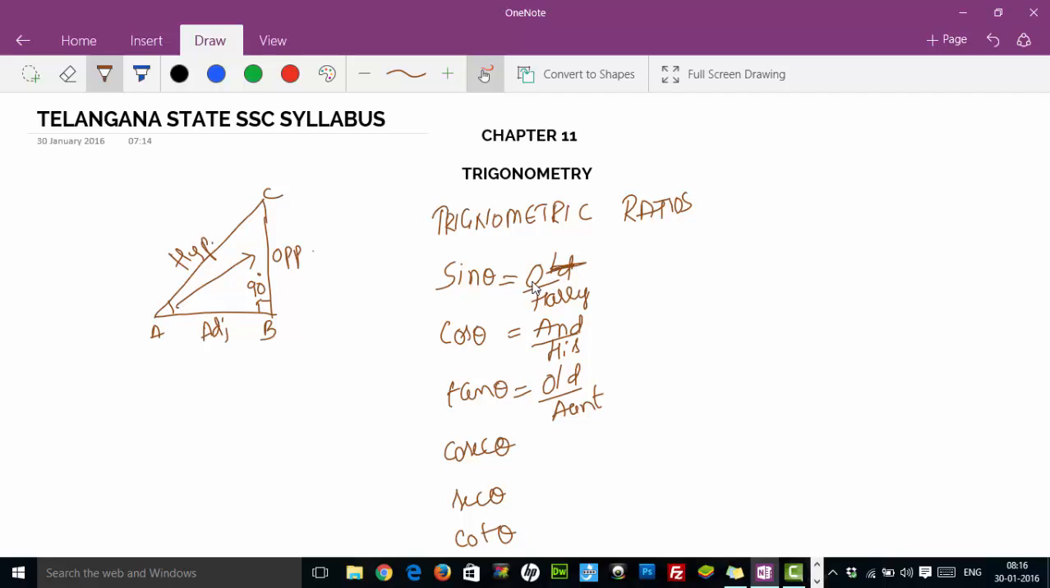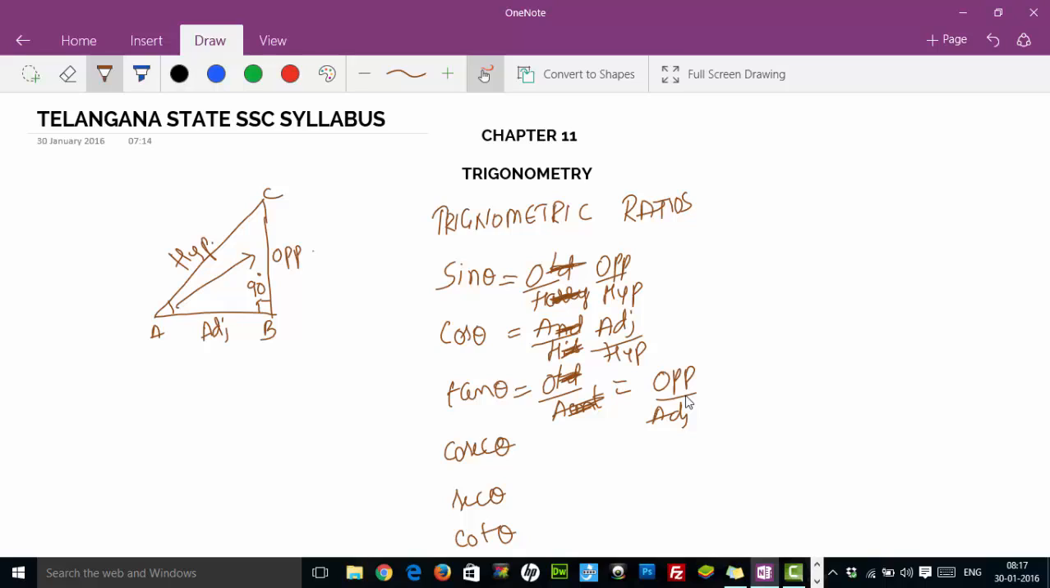Actually, see here, the first letter here is O, the first letter here is H, the first letter here is A, and the first letter here is H again. So here what is remaining? O means the opposite side and H means hypotenuse. A is the adjacent side for me, H is the hypotenuse. O is again the opposite side for me, A is the adjacent side for me. So by taking the help of Old Harry and his old aunt, I find it very easy to understand what is sine theta, what is cos theta, and what is tan theta.